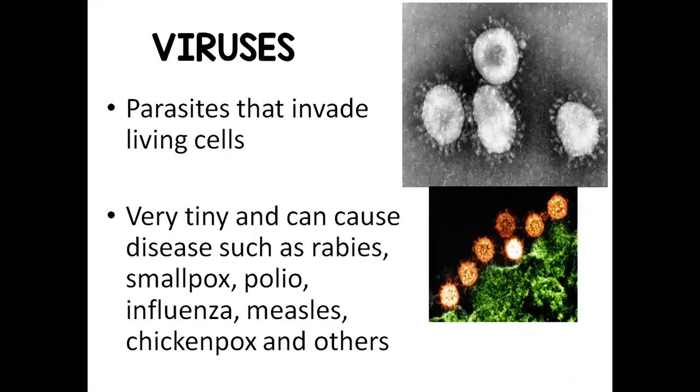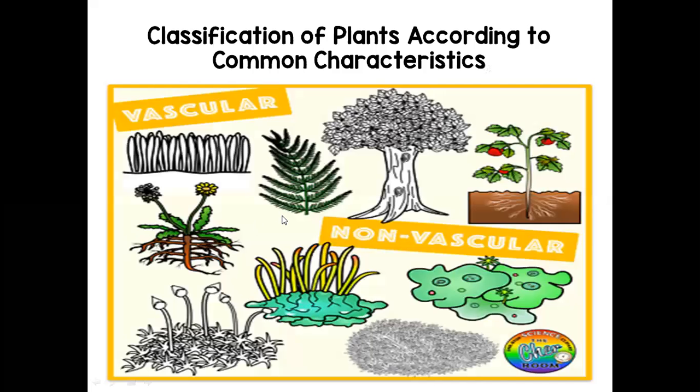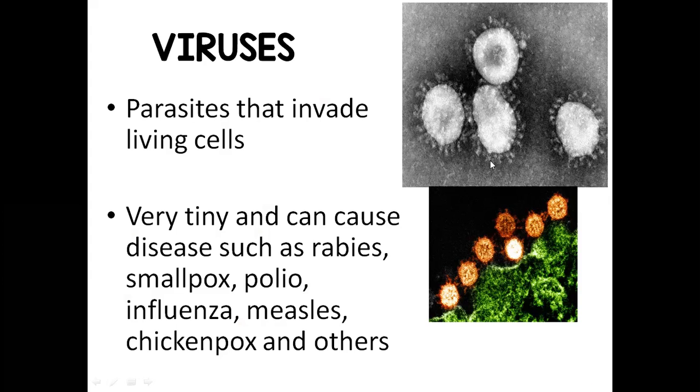So this time, let's have the viruses. Do you know what picture this is? Okay, so this is the coronavirus image. Look up. It's like a crown, okay? Viruses are parasites that invade living cells. They are very tiny and can cause diseases such as rabies, smallpox, polio, influenza, measles, chickenpox, and others. Have you experienced chickenpox?